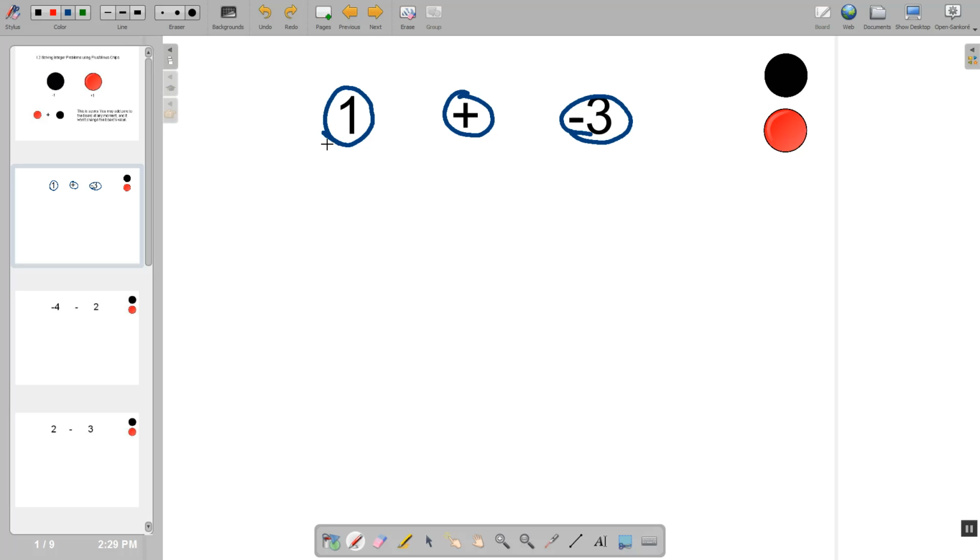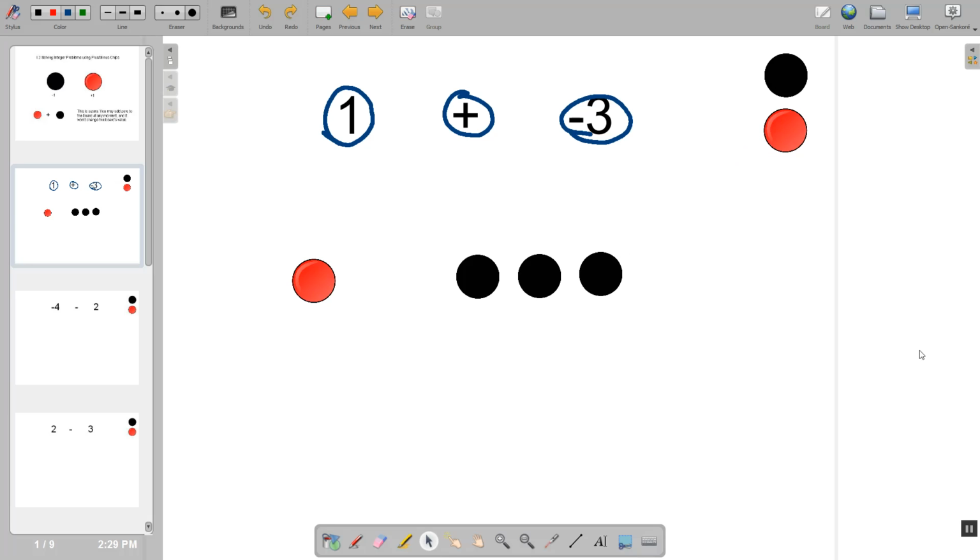Therefore, when we start with this first problem, we are starting with a positive 1. So we take our positive 1, that's how our board starts. Step 2 tells us that we are adding to this board because it's an addition problem, but we are adding 3 negative chips to the board. So we take our 3 negative chips and we add them to our board.